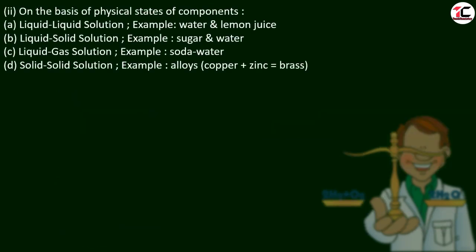Classification of the solution on the basis of physical states of components. Liquid solution, in which both components are liquid. For example, water and lemon juice, both are liquid. Liquid solid solution, for example, water and sugar, water is liquid and sugar is solid. Liquid gas solution, for example, soda water, in soda water carbon dioxide gas is mixed. Solid solution, for example, alloys. Alloys are the mixture of solid in solid. For example, copper and zinc, when they are mixed in calculated amount in molten state, they form brass.